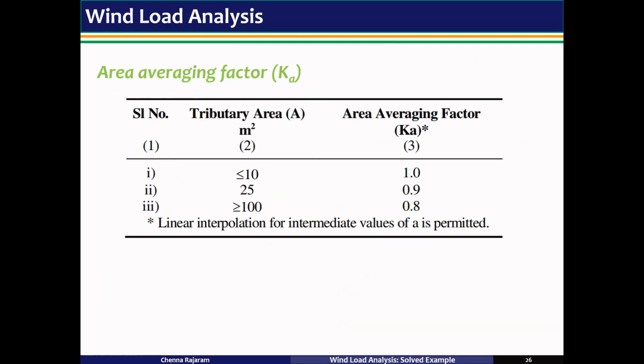For various tributary areas, the area averaging factors are as follows. If the tributary area is less than or equal to 10 meters square, then the area averaging factor is 1. If the tributary area is 25 meters square, then the area averaging factor is 0.9. If the tributary area is more than 100 meters square, then the area averaging factor is 0.9. And if the tributary area is in between the values, then linear interpolation of intermediate values is permitted.